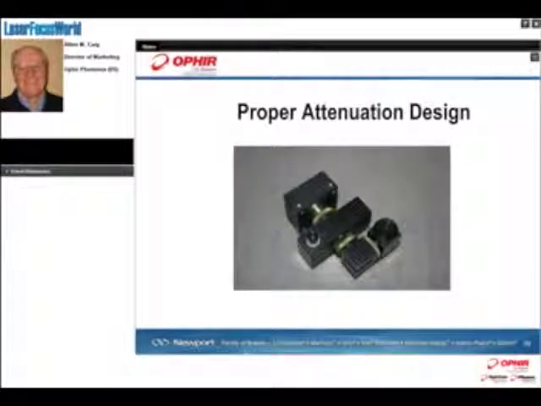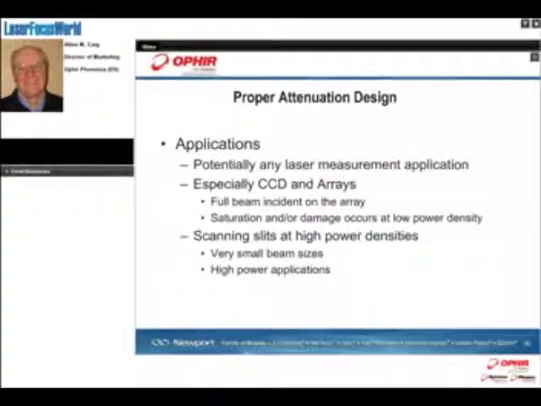Okay, so I said at the beginning that one of the things I wanted to talk about was proper attenuation design, and we've mentioned attenuation along the line here, talking about what you needed to do with cameras and occasionally with scanning slits, certainly with high power systems. What is attenuation? It's a method of knocking the power of the laser down to a level that can be measured without damage or saturation in the profiler. And so the problem is you have to do this correctly, or you get the wrong answers, and that's the bottom line.